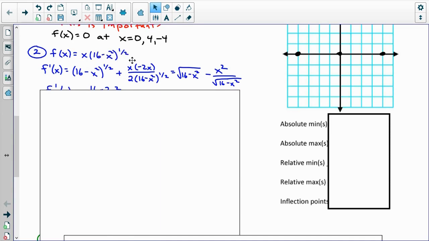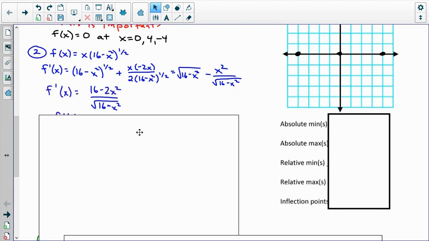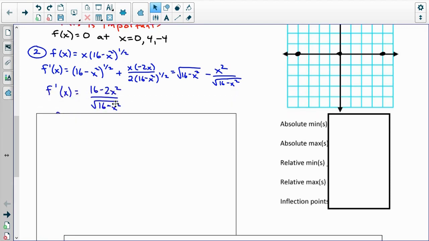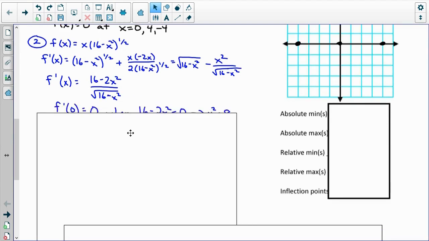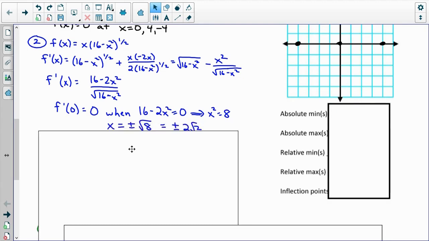So I do the product rule, and then there's a chain rule with this part, the 16 minus x squared to the 1/2. Then I do a little bit of simplifying, and you can take the derivative on your own, but in the interest of time, I'm going to just tell you that the derivative is 16 minus 2x squared all over the square root of 16 minus x squared. That will equal 0 when the numerator equals 0, which occurs at x squared equals 8. So x equals plus or minus √8.